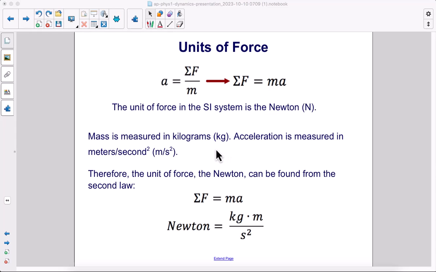Therefore, the unit of force, the Newton, can be found from the second law. If we rearrange Newton's second law to solve for net force equals ma, you can find the unit of force by just multiplying the units on the other side of the equation. Kilograms for mass, meters per second squared for acceleration. Therefore, the Newton is a kilogram meter per second squared.